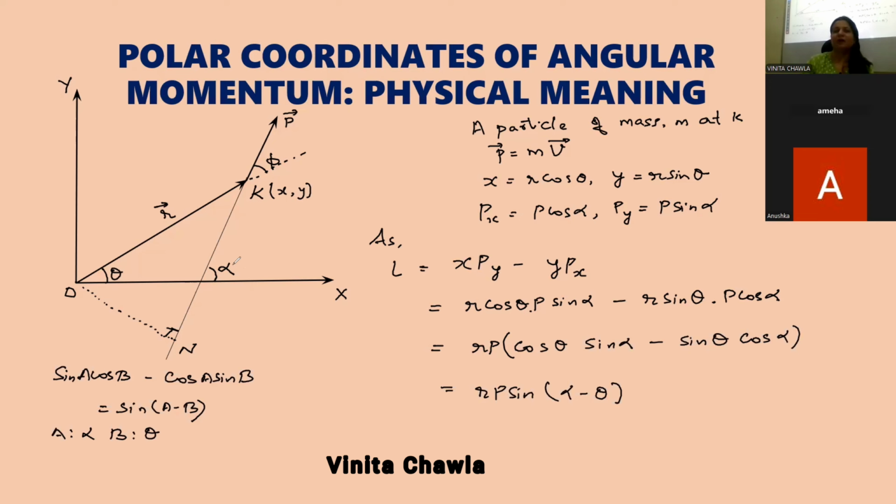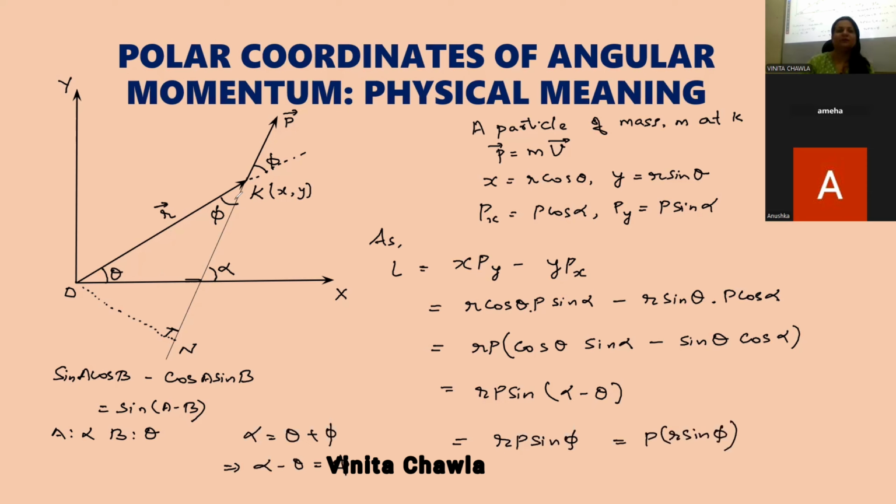Now look at this triangle. We have this angle alpha here, theta here, and this angle is phi. You can see that these two are vertically opposite angles. So if this angle is phi, this angle has to be phi only. Now in this triangle, this one, we can apply the exterior angle property. The exterior angle is the sum of the interior opposite angles, right? So this alpha is theta plus phi. Therefore alpha minus theta is phi. In place of alpha minus theta, we can write phi. Or we can write this as p into r sin phi.